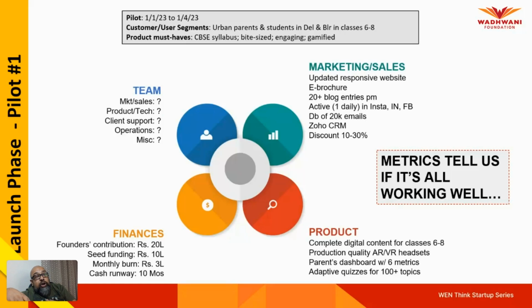Because variable cost is based on number of units sold. And if your unit economics are in place and they are working fine, then in that case, your finances will also be fine. Basically, what you're trying to find out is, do you have the runway to move forward? Now, if you look at the founder's contribution here, it is 20 lakhs. Seed funding is about 10 lakhs. So 30 lakhs. Monthly burn is about 3 lakhs. That means every month they are burning 3 lakh rupees.